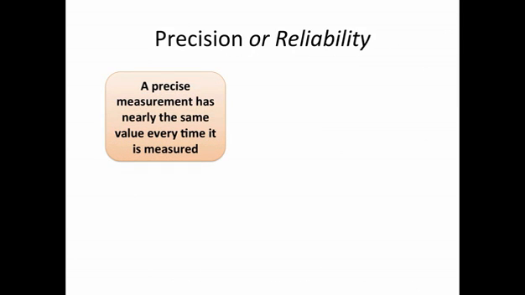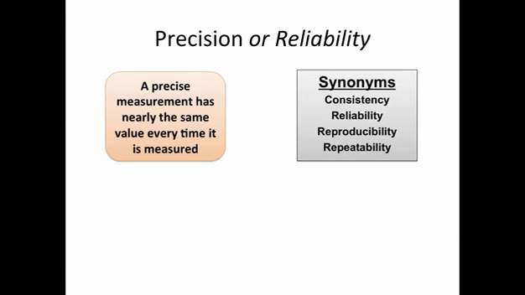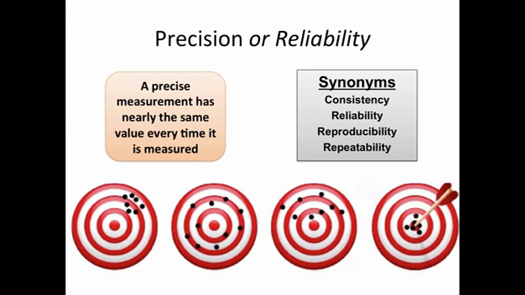Precision is more commonly known as reliability. A precise measurement has nearly the same value every time it is measured. Precision is also referred to as consistency, reproducibility, and repeatability. Look at these dartboards. Several attempts to hit the target are shown here. Highly precise set of attempts are shown in the first and the last images. The values obtained in these two images are very close to each other. These are very precise, very reliable attempts.